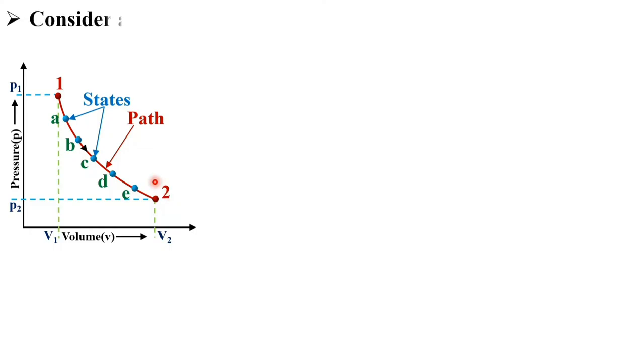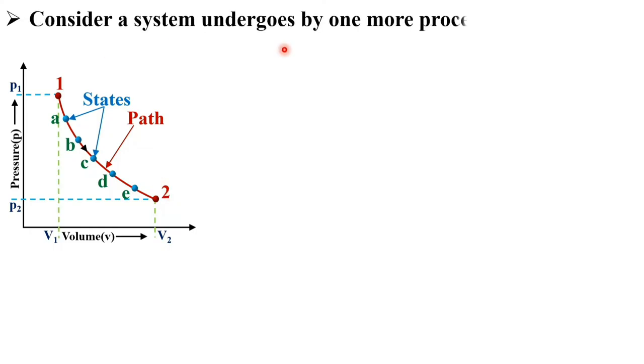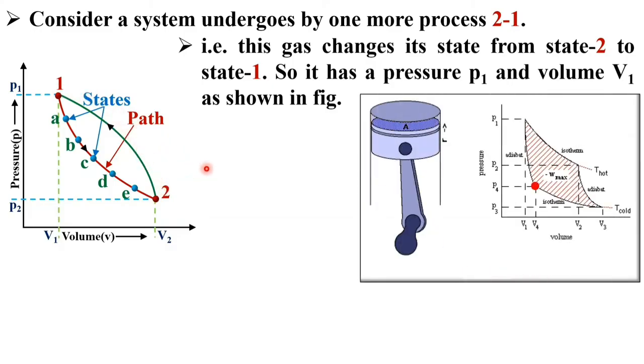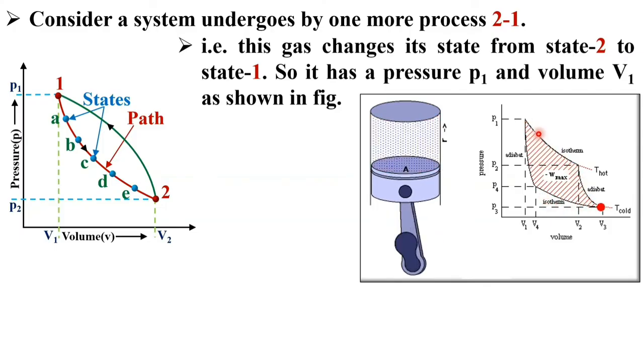Now next, consider a system undergoes one more process, 2 to 1. So this gas changes its state from state 2 to state 1. Once again it has a pressure P1 and volume V1. So let me draw over here the another process 2-1. So here there are two processes, process 1-2 followed by 2-1. In this figure you can see there are 4 different processes.